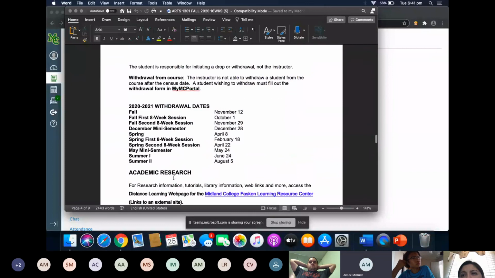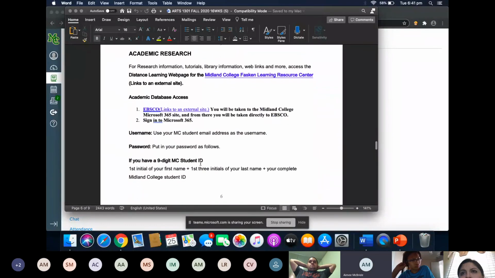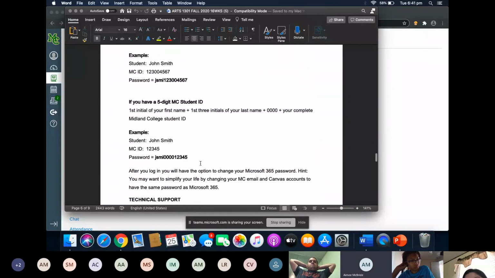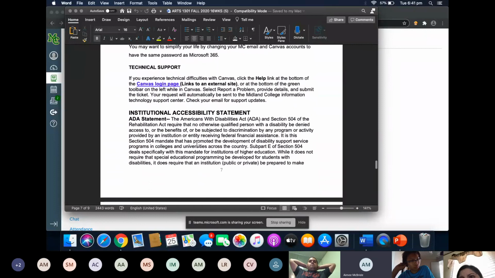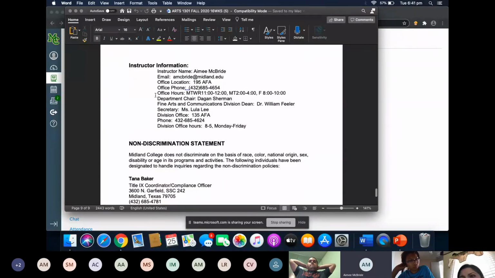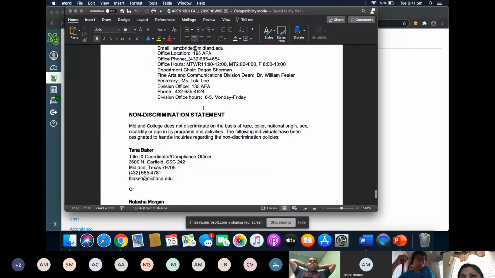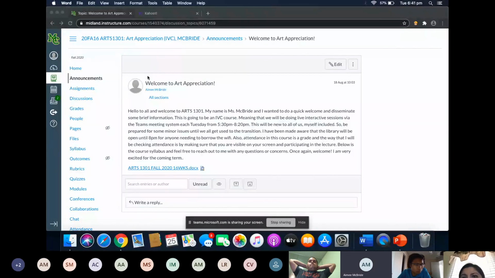Everything's there. There's your important withdrawal dates if you might possibly need them, although I don't know why you would want them because this class is amazing. Technical support. When in doubt, go to the help desk. That help link right there. My information. And yeah, pretty much everything that you would need. The textbook is also located in the syllabus if you're wondering where the ISBN number for it is. So that's under the announcements.